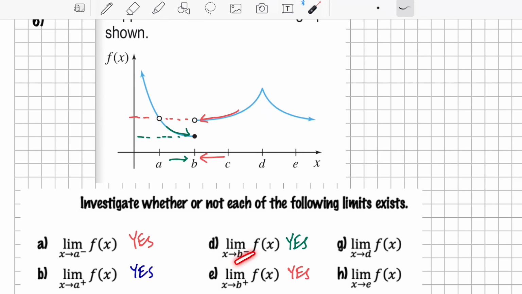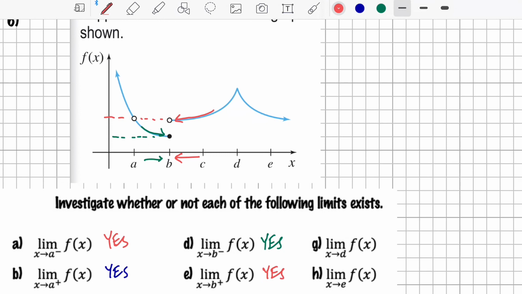Yes, from the left, it does have a limit, it exists. From the right, it does have a limit, it exists, but are they the same? And notice that they're not. They're not the same. So therefore, for this one, we can say that the limit does not exist, d and e.